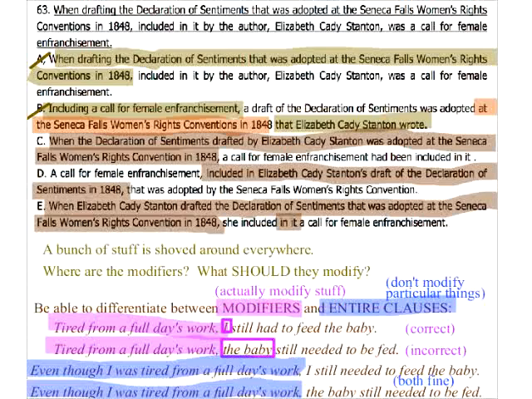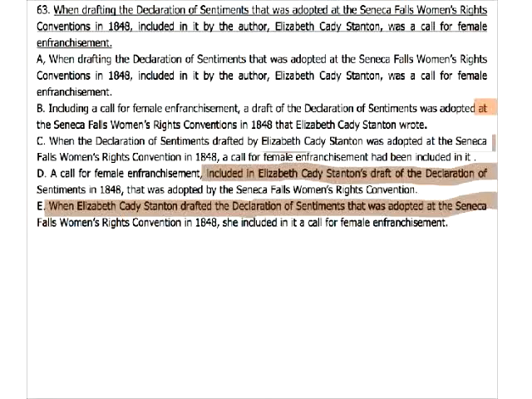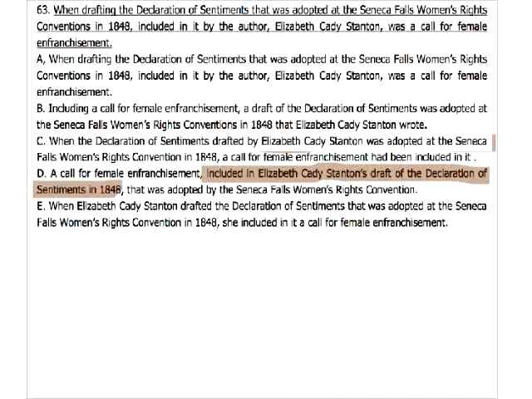So let's take this to the next page. And I don't know what the highlights are doing there. So let's look at C and D. Well, D is not a sentence because you've got a call for female enfranchisement included in blah, blah, blah is a modifier, and that was adopted as another modifier. So D is not actually a sentence. It's just a call plus modifier plus modifier. There's no verb. So D is bad.